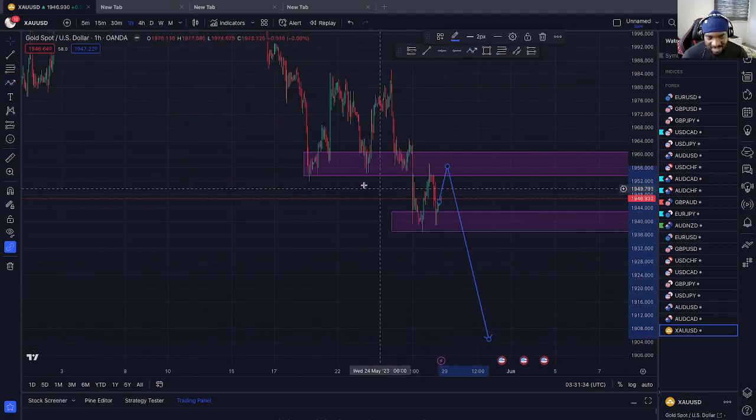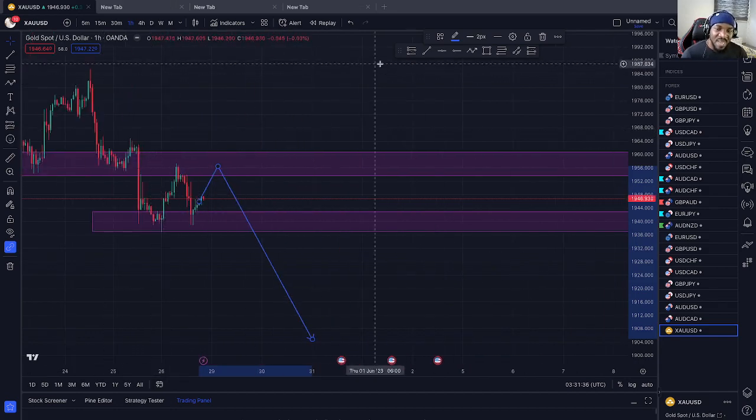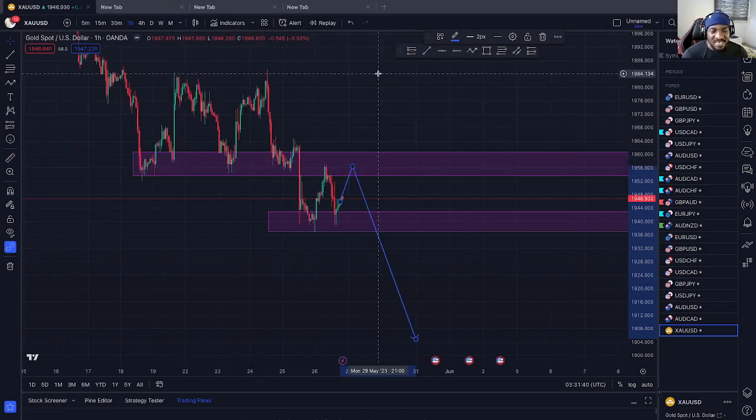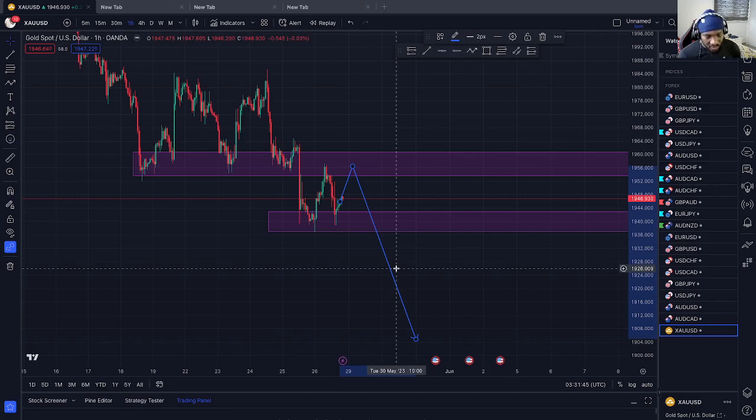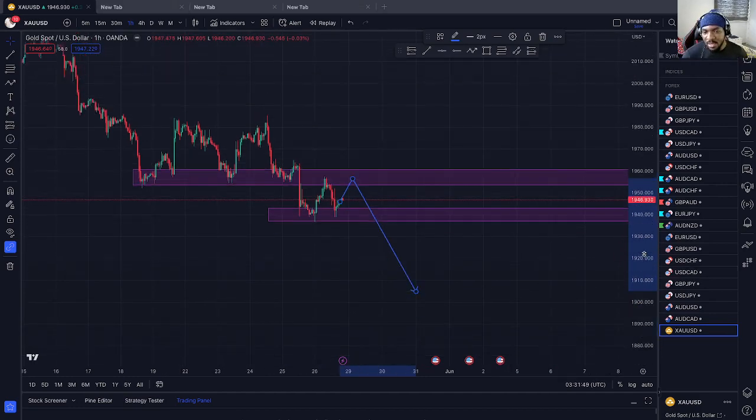But don't forget, the market makers might actually create a wick on the higher time frame to make you feel that the market is changing direction. It's not changing direction until our zone has been broken. So don't get deceived by the market makers and all that and so on.